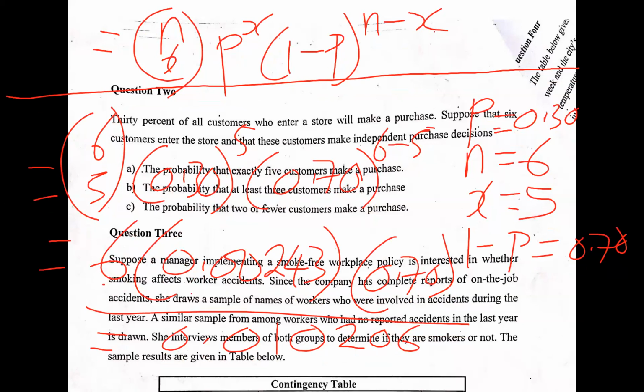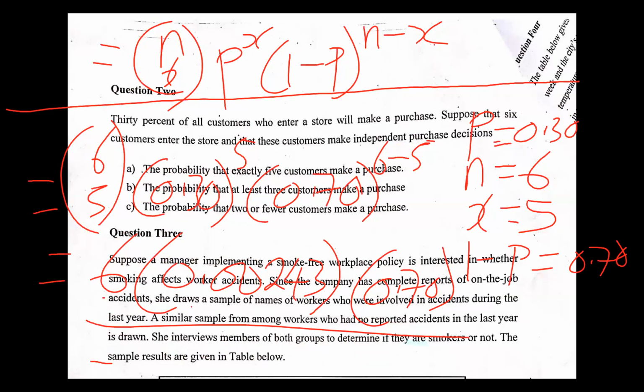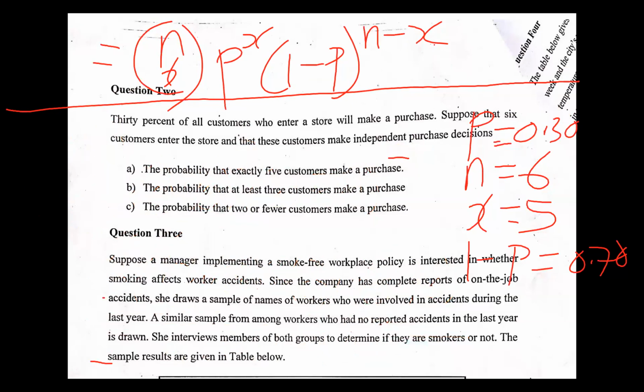We go to the next question. The next question says, find the probability of finding at least 3. Now, what did I say about the word at least? At least means greater or equal to 3. You're following, right?